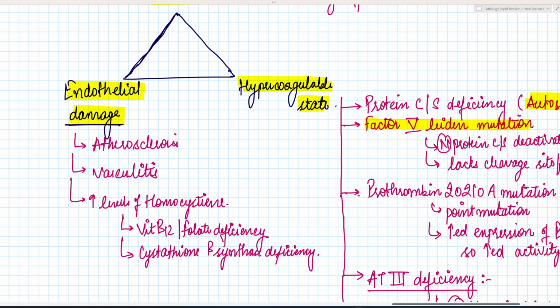This ties with biochemistry. Be sure to look at and remember this when you're studying biochemistry, that increased levels of homocysteine can cause endothelial damage, ultimately can lead to thrombosis. And this cystathionine beta synthase deficiency is also called homocystinuria, and there is a whole cascade of symptoms, but that is not what we are studying here. So we'll study it in biochemistry. Let's move on to the third one, the hypercoagulable state.